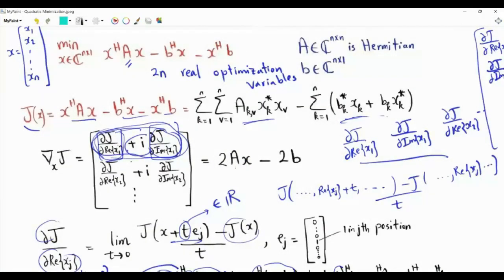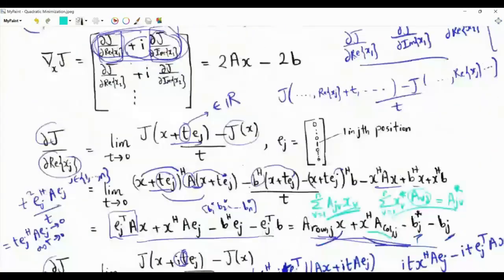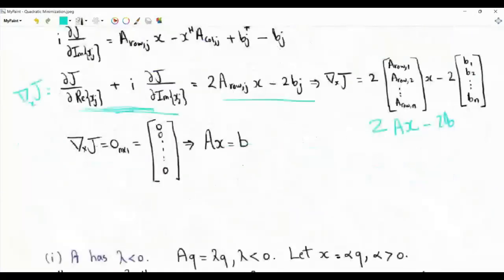You can obtain the partial derivatives any way of your choice. The most important thing is to get the partial derivatives correctly and equate all of them to 0, and then we will get that we need to satisfy that Ax is equal to b if we can. So keep this in mind.